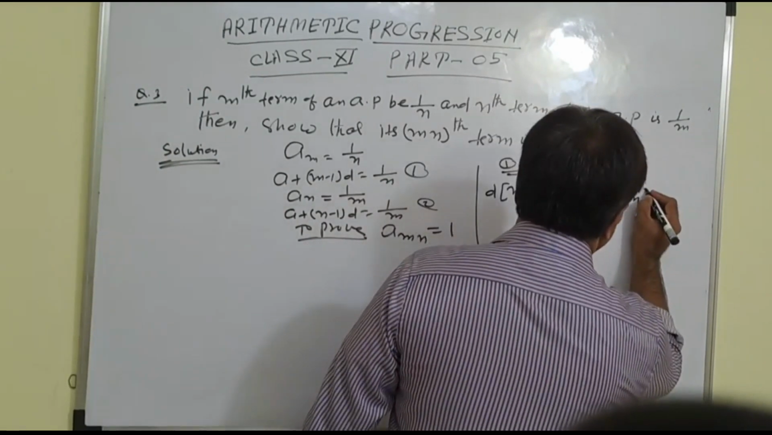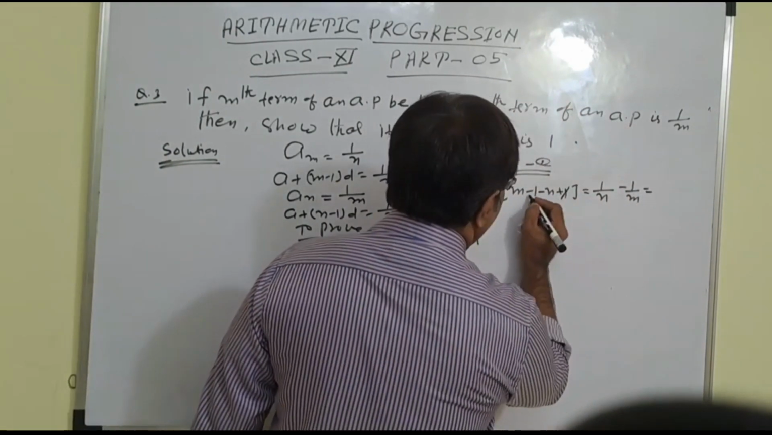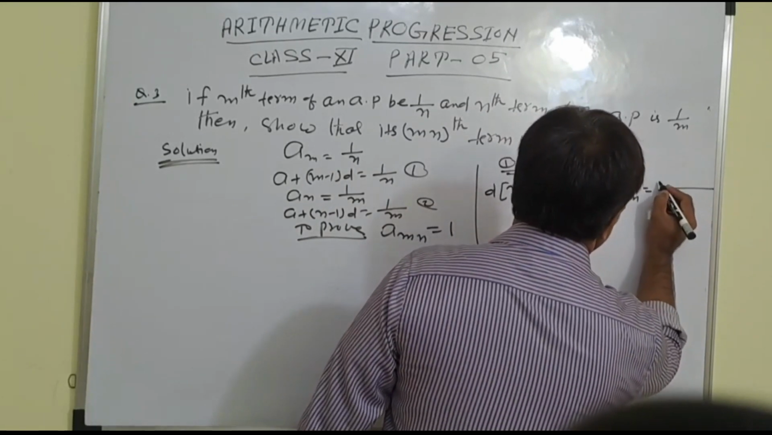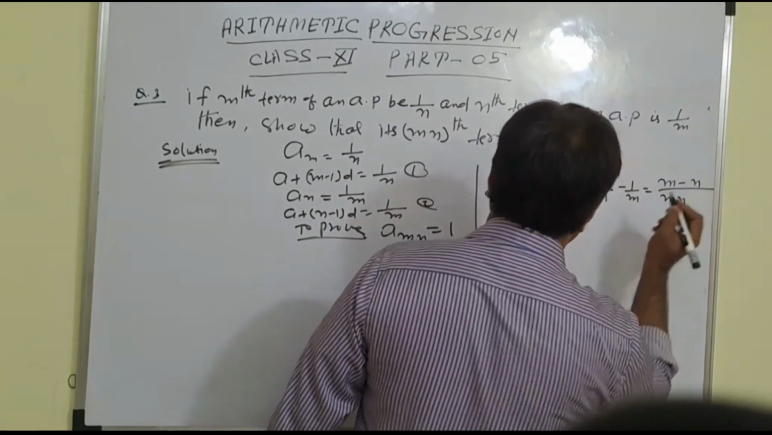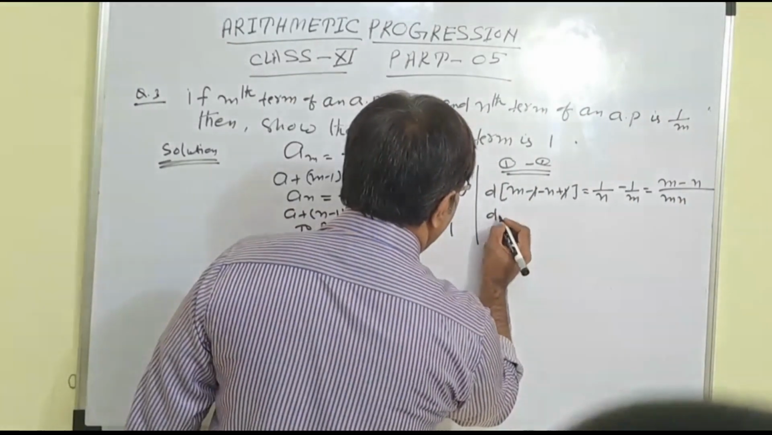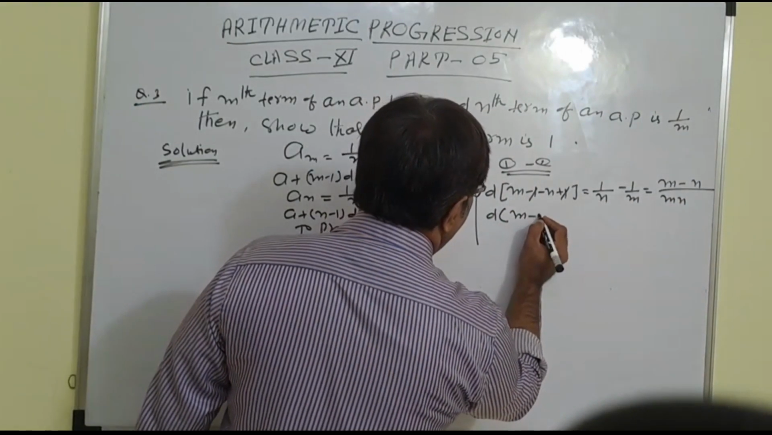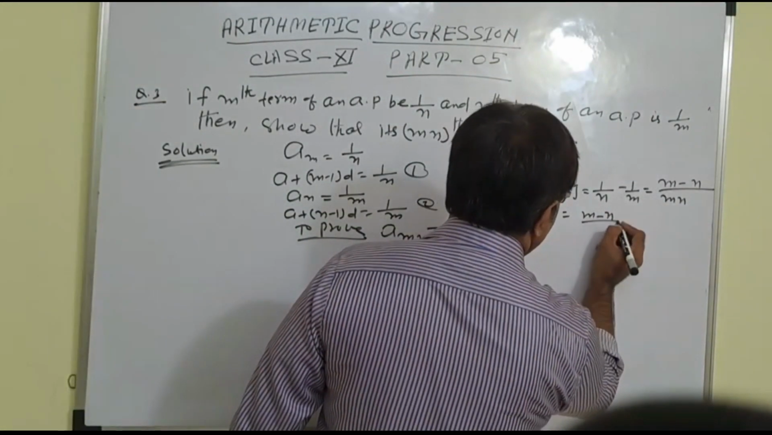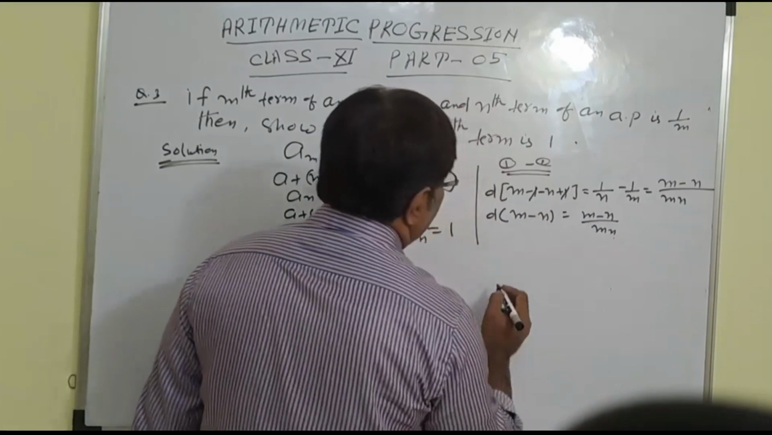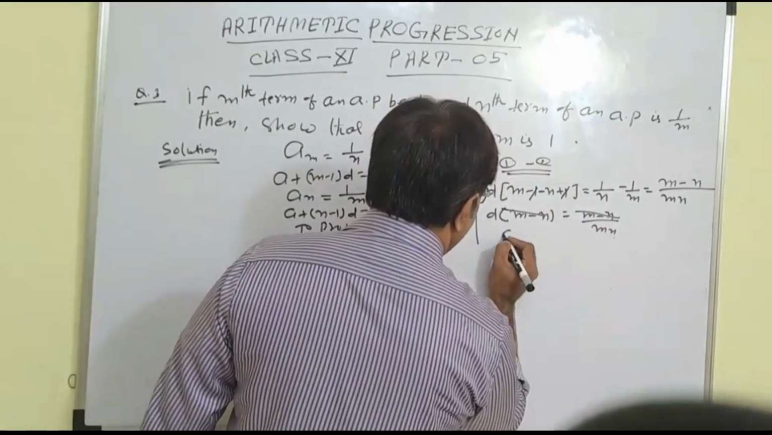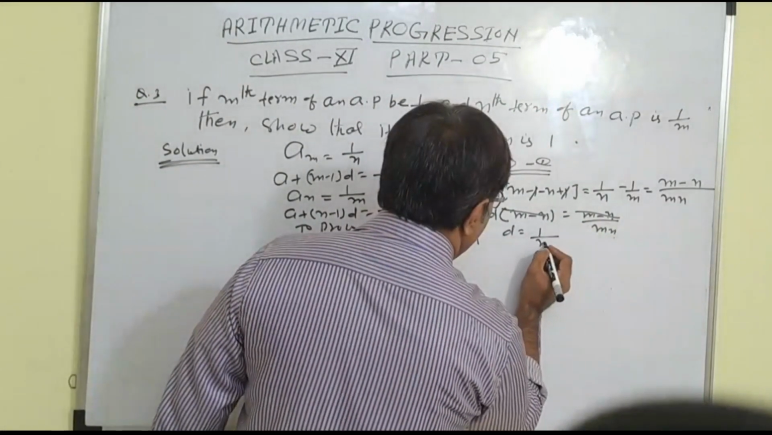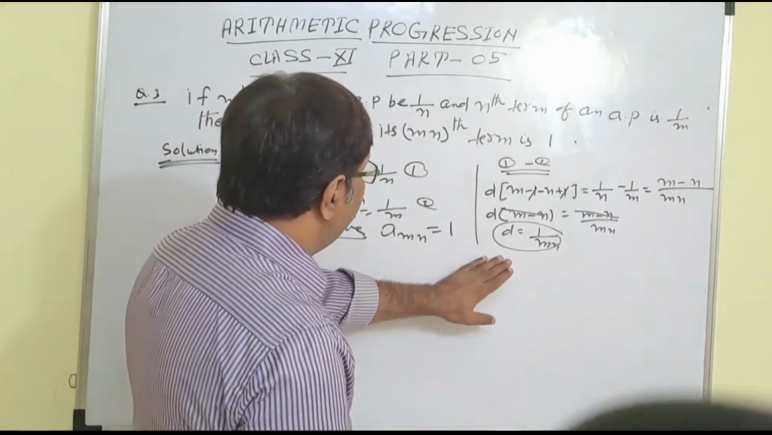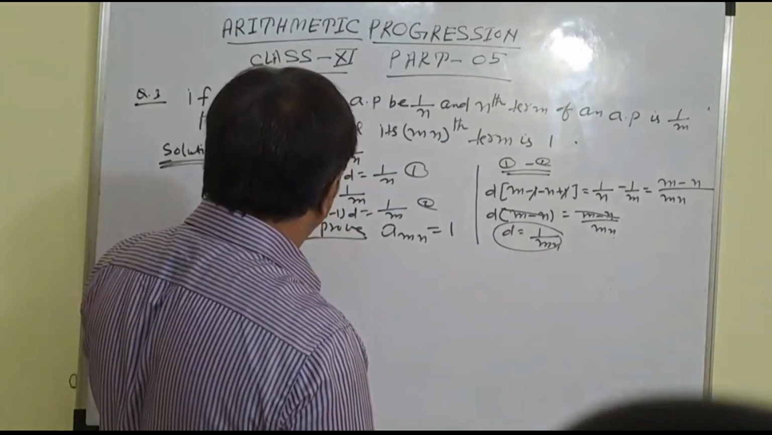So when we take LCM, here this 1 cancels, and here LCM is what? mn. So we can write m minus n. Okay. So here D into m minus n, and this equals m minus n by mn. So this and this cancel, so we get D equal to what? 1 by mn, right?